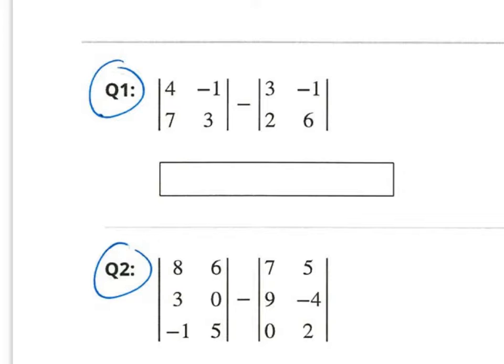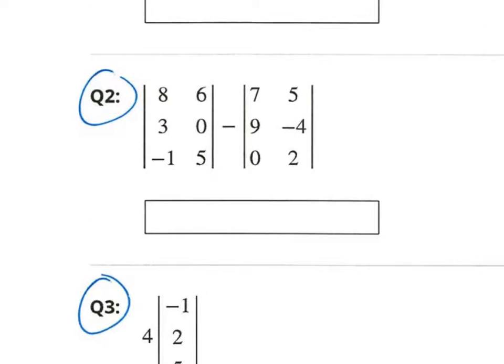Okay, number one, we're just going to subtract these two matrices. Remember, you're taking 4 minus 3, and -1 minus -1, 7 minus 2, 3 minus 6. If you remember, your answer is going to be in a box. It'll be a 2 by 2 like that. If you're not sure how to put it into the edge elastic here, let me know and I'll make sure we press the right button. That's question number one.